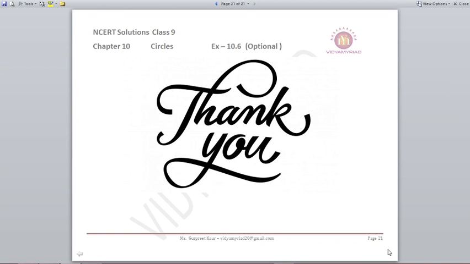That's all for this optional exercise. Though it is not compulsory, still I thought to explain it to you. It's not very difficult. You must try solving it.